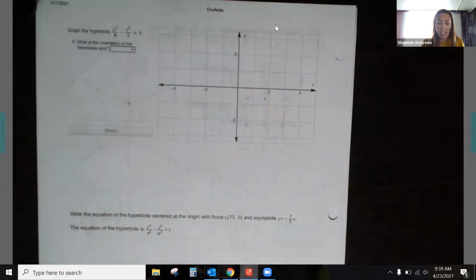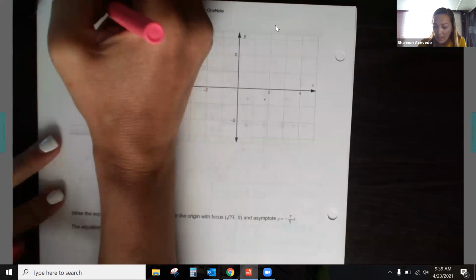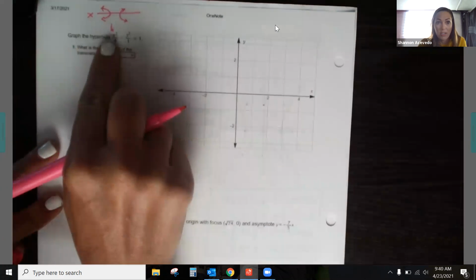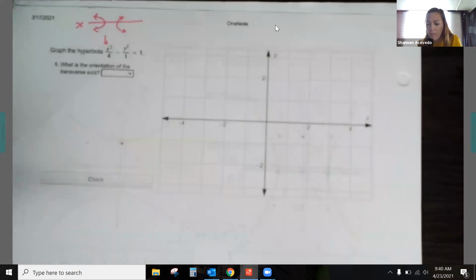Okay, so first thing is, it's an X first. So I know that it's going to open along my X axis. I know it's going to be something like this. This is going to be the direction because it's my X's first. Let me zoom in there. Let's see if we get a better view there.